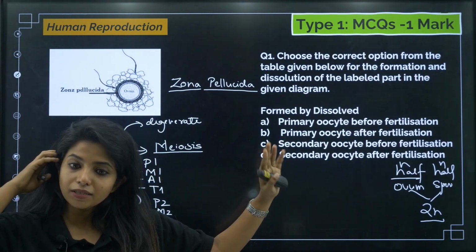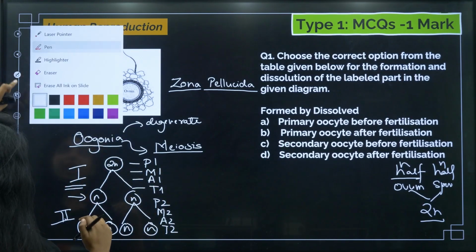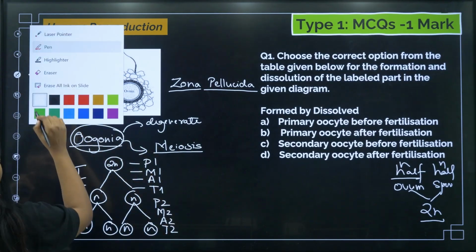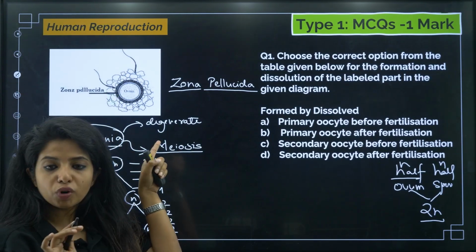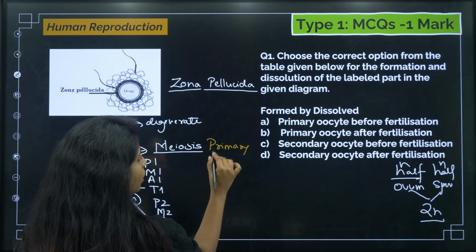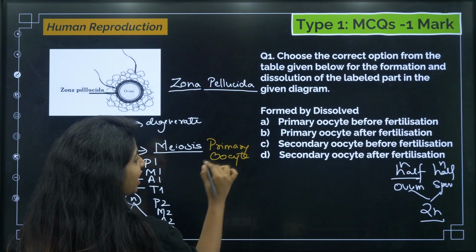With this, that concept is clear, right? Now over here I am saying that this oogonia has started undergoing what? Meiosis, and now I'll change the name of oogonia into something else. I'll call it primary oocyte now. But there is a problem.